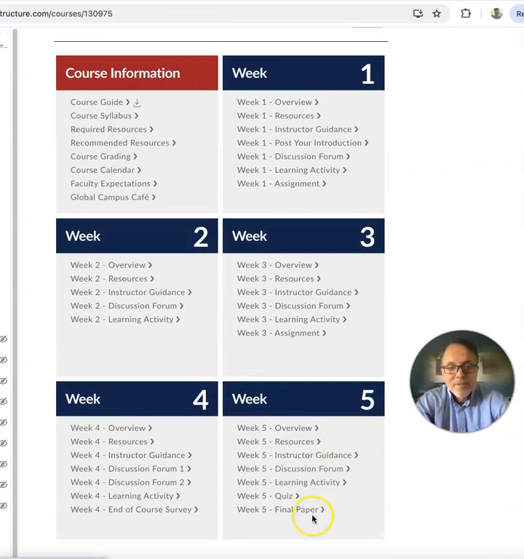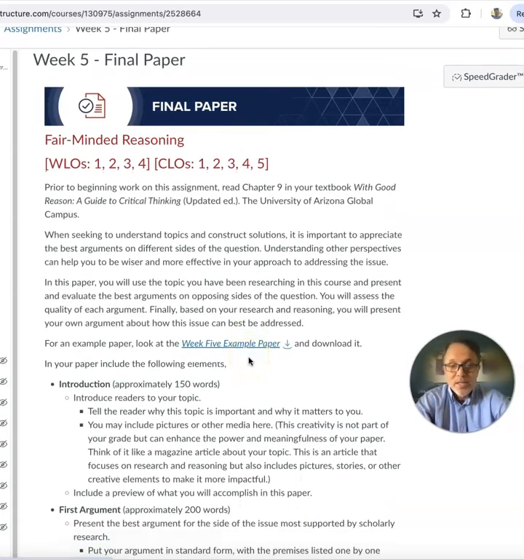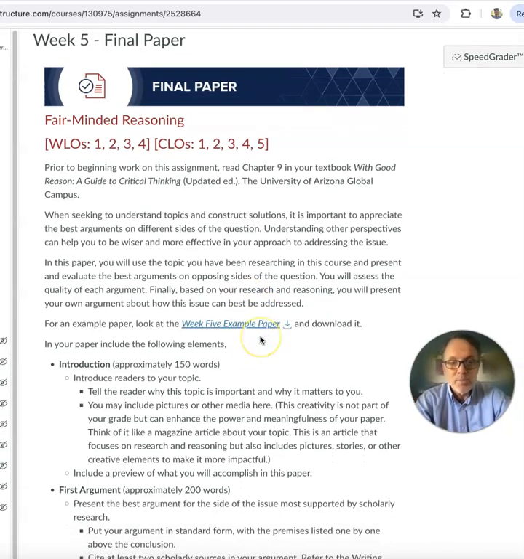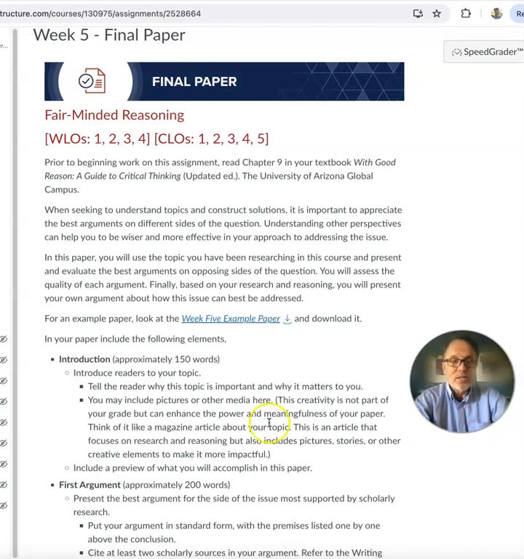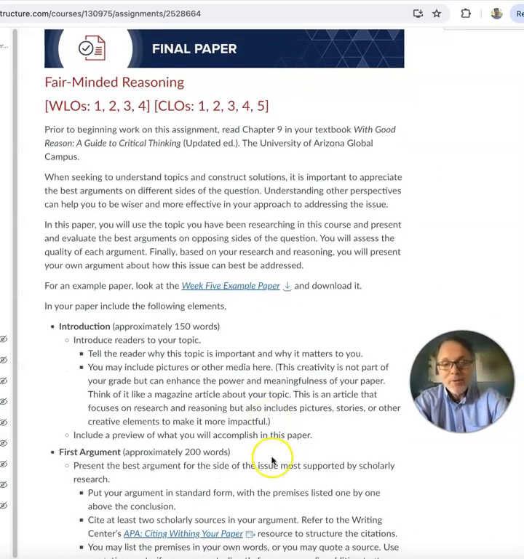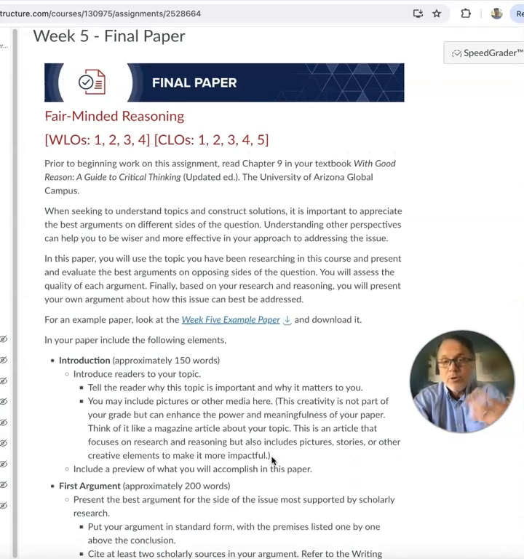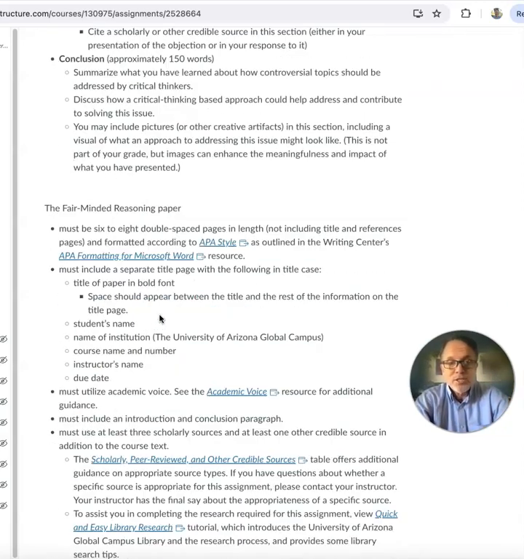Finally, week 5, the final paper, brings it all together by talking about fair-minded reasoning, where you get to create and present the best arguments for opposing sides of your same topic. That's the same topic you've been addressing all term. And you get to evaluate those arguments and finally come up with your own proposal for a solution to the issue and address objections to that.